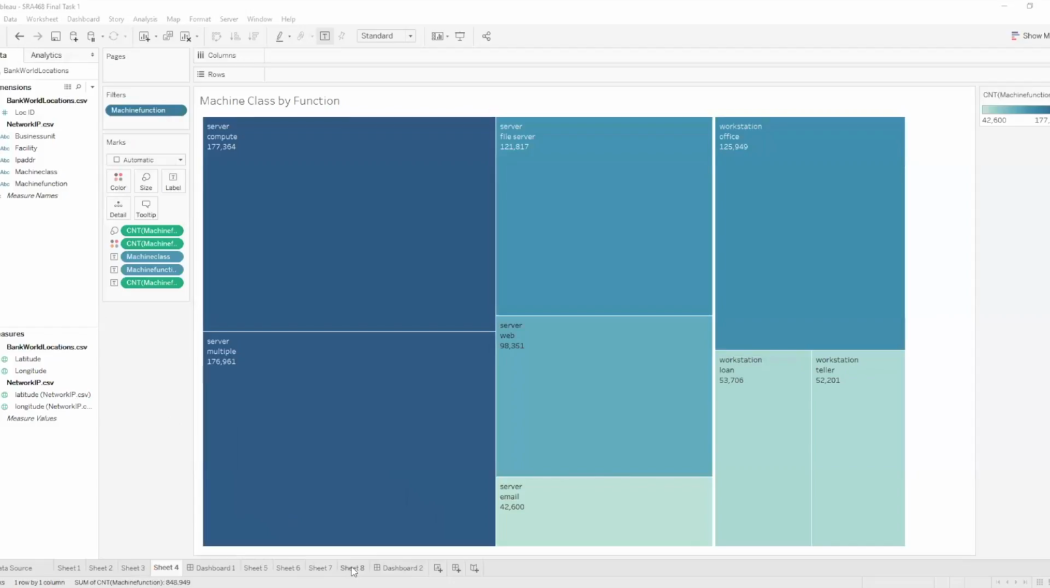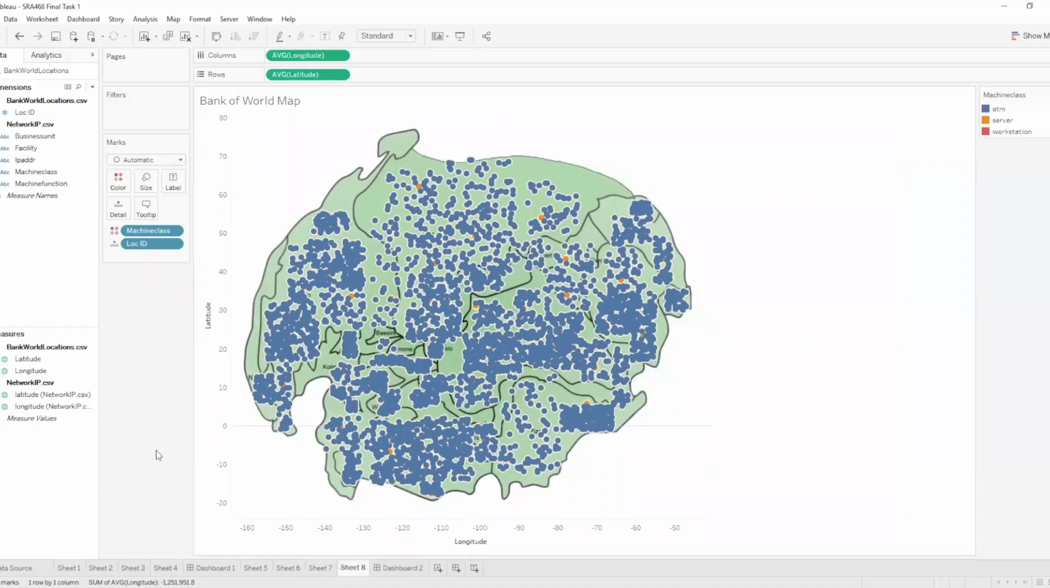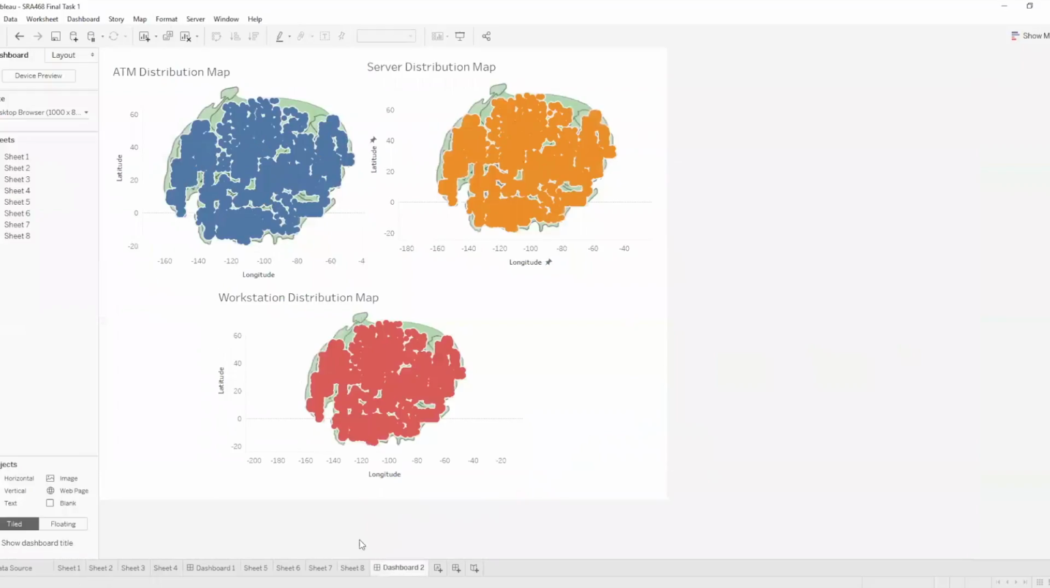So for our next question, we're answering, where are the servers, workstations, and ATMs located? To answer this question, we created a map containing each Bank of Money machine location with ATM servers and workstations represented as dots with different colors. We then created another dashboard containing three maps filtered with each machine class. Using these visualizations, the answer to the question, where are the servers, workstations, and ATM machines located, becomes clear.